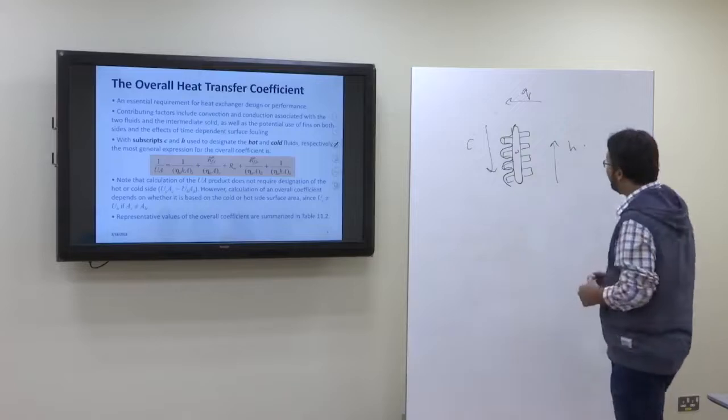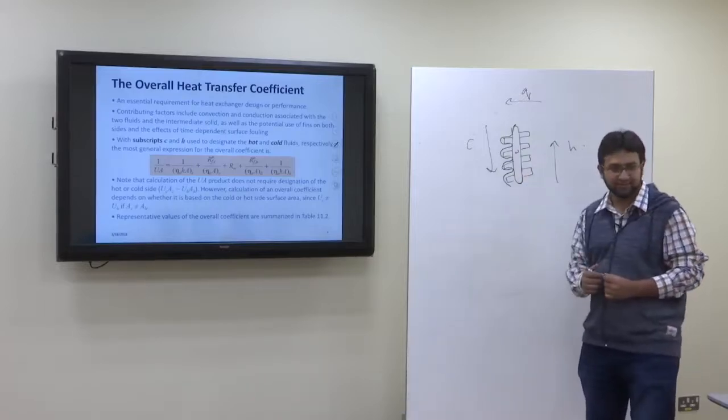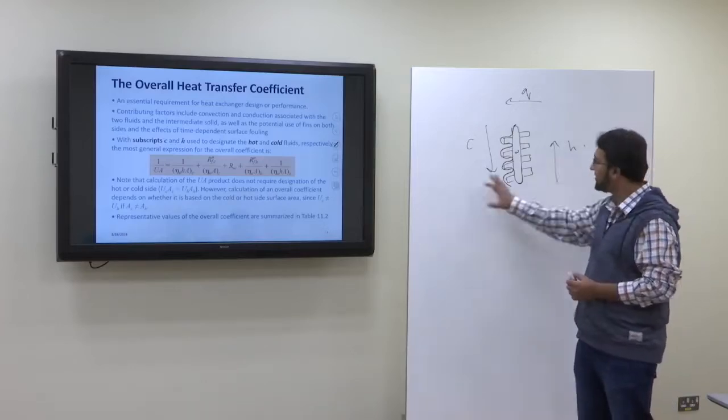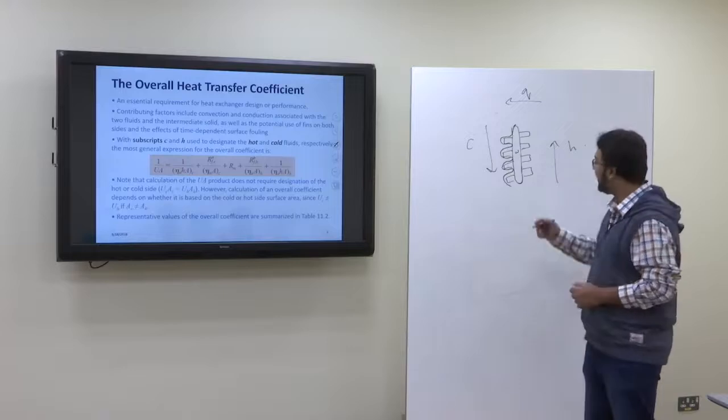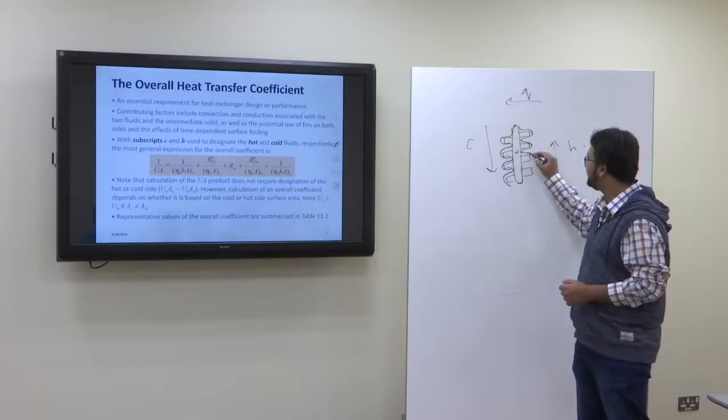Anyways, so now we come back here. So we have the wall, and on the two sides of the wall we can have fins, and on one side of the wall we have the hot fluid, on the other side of the wall we have the cold fluid, and there is possibility that you have fouling on both sides.